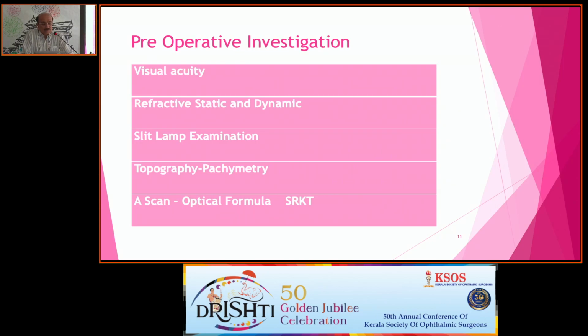What are the preoperative investigations? The visual acuity, refractive status, dynamic and static. Slit lamp examination to know the details of the cornea, the status of the cornea, whether the opacity is central or peripheral. Topography and pachymetry in all cases. This was done to see whether there is a progression after the cataract surgery. Then A scan, optical biometry. The formula used was SRK/T, with Barrett's also.